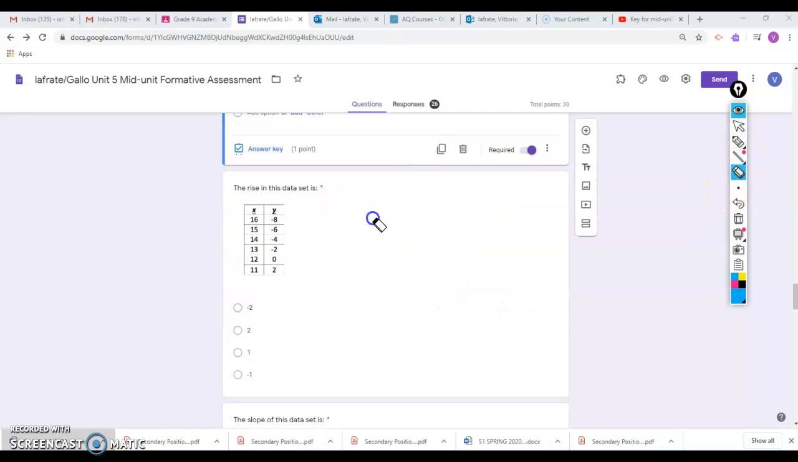Okay, so let's go take a look at this next question. The rise in the data set is, okay, remember rise over run. Rise is your change in y, delta y. So you do your -6 minus 8. So we get -6, or I should say minus 8, minus 8. And we get 2.